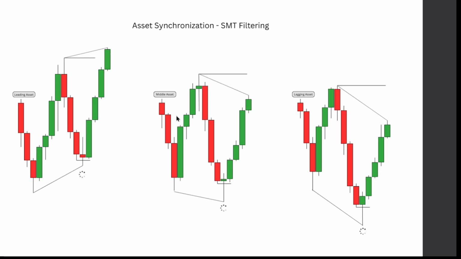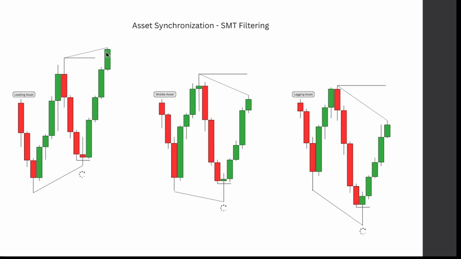So ultimately, what this boils down to is helping us to filter out SMTs, right? So generally, we know that we are going to have a leading asset, the asset that is the first to reach the objective, while the middle and lagging asset are going to be the second and the third to get to that objective, right? So the middle asset is the asset that is the second closest to the objective, while the lagging asset is the furthest away from the objective. So whenever we get a true reversal in the market, the leading asset hits the objective first.